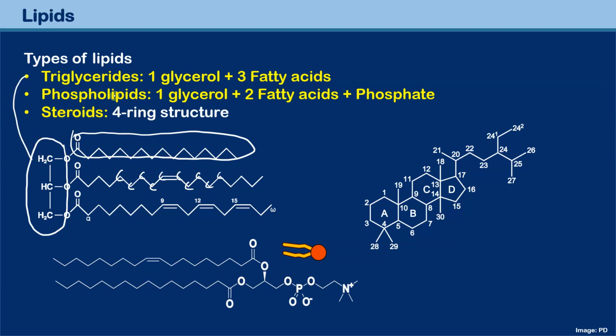What about a phospholipid? It has 1 glycerol, 2 fatty acids, and a phosphate. The phosphate is down here. Do you see this over here? The PO4 group, that's the phosphate. It makes it very polar, and even an N over here has a positive charge. And the phosphate over here is negatively charged.